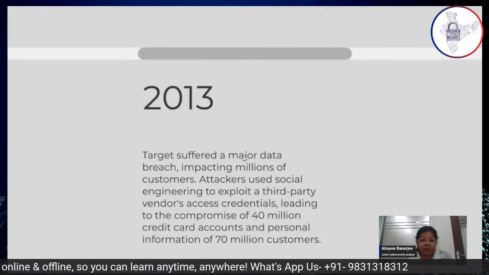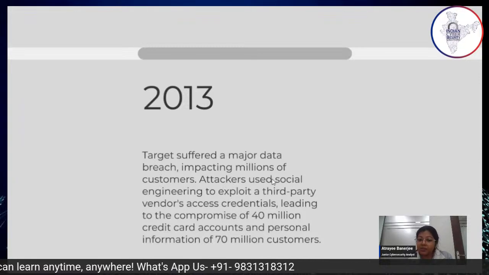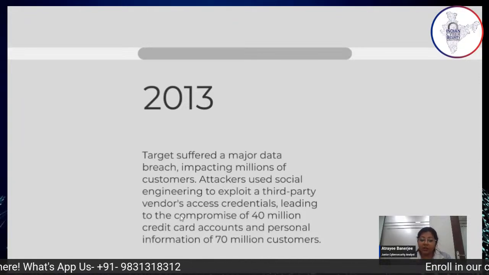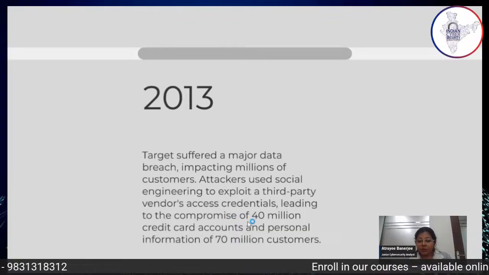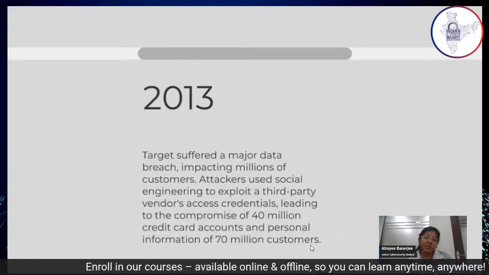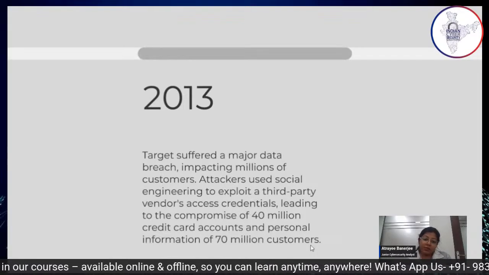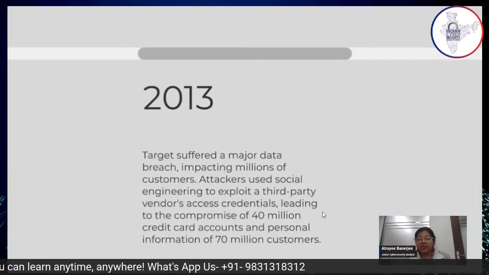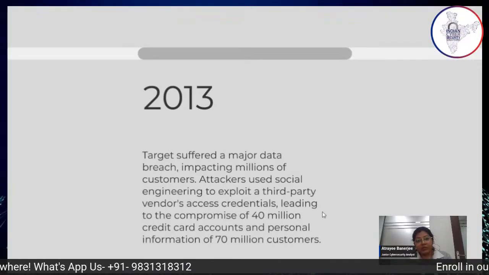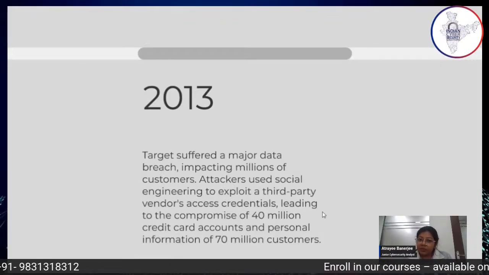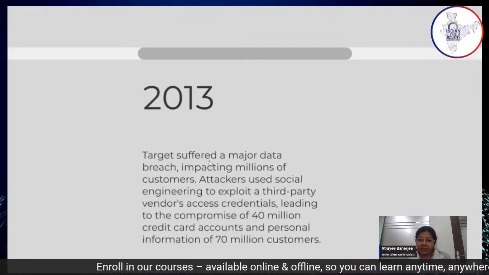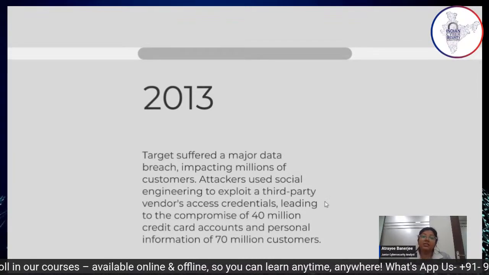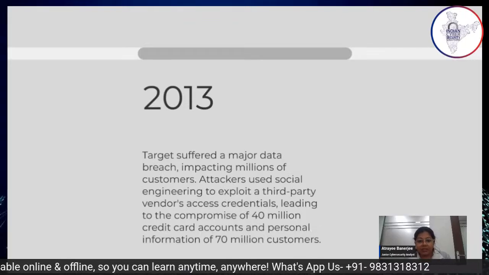So Target suffered a major data breach impacting millions of customers. Attackers used social engineering to exploit a third party vendor access credential, leading to the compromise of 40 million credit card accounts and personal information of 70 million customers. So this has happened, and the starting point was the social engineering part. So the attacker manipulated the victim in such a way that the victim gave the access, and ultimately the attacker took this database and all the details of it.